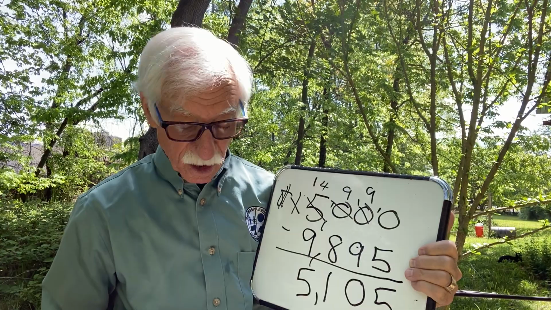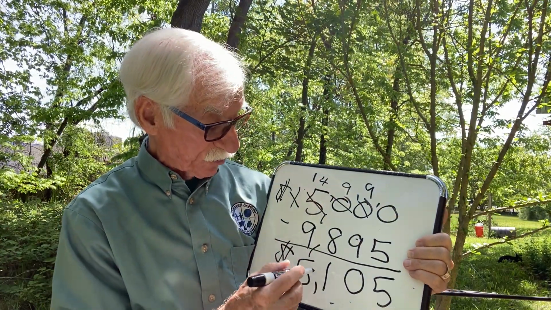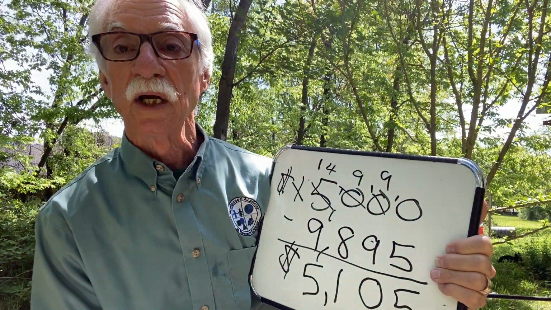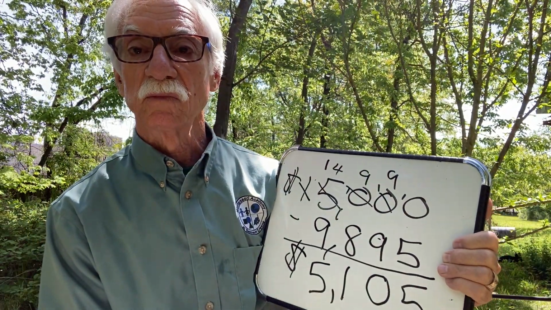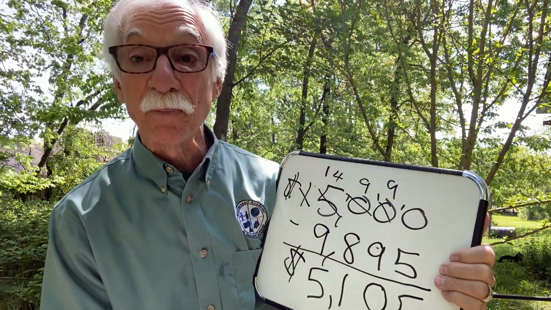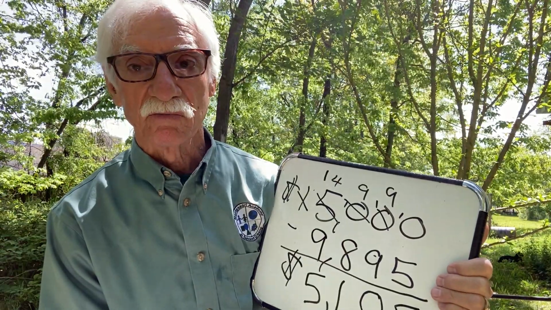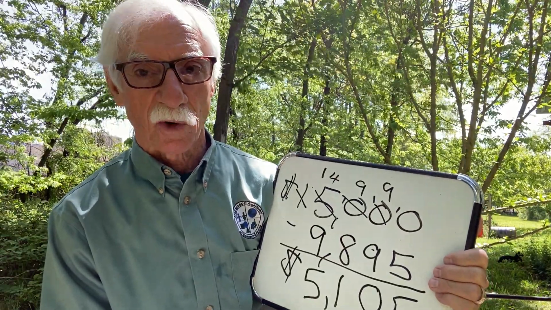So, the school still has $5,105 to go to reach their targeted goal. That took a lot of exchanging, but every place value exchanged exactly the same. You know what to do. Check your work.